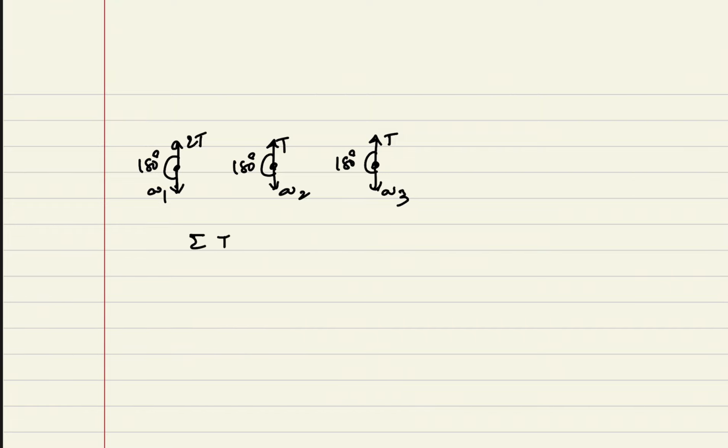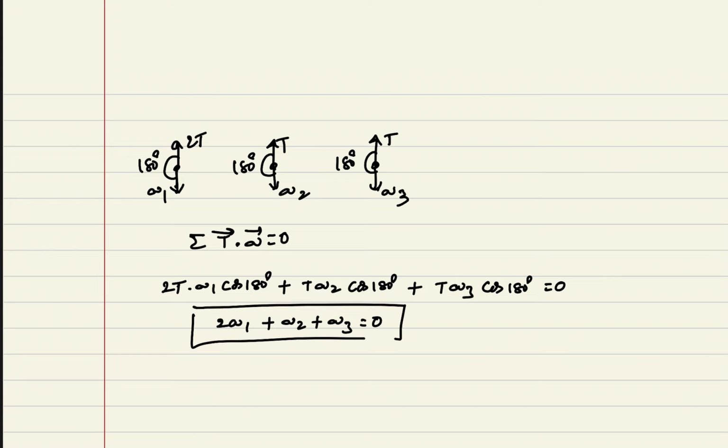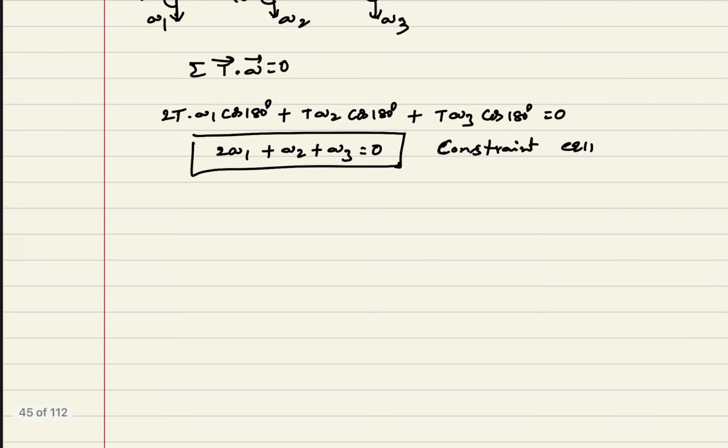As per our relation, summation of T bar dot a bar is 0, that I am writing. We can see 2T into a1 cos 180 degrees plus T into a2 cos 180 degrees plus T into a3 cos 180 degrees is equal to 0. Finally, cos 180 degrees is minus 1. So you can write 2 a1 plus a2 plus a3 is equal to 0. This is a constraint equation. By using this, you can calculate any kind of question.